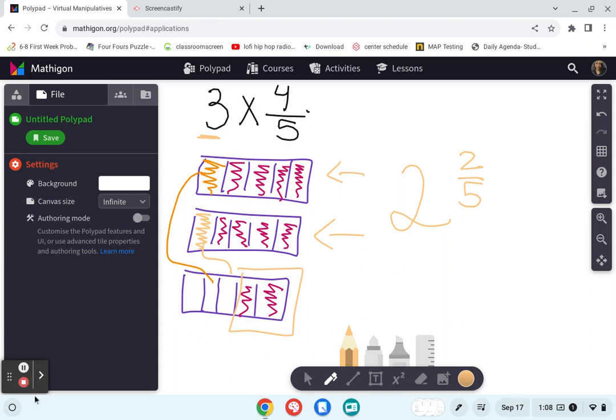Okay, so one way to multiply a whole number by a fraction is to draw it out, remembering that your whole number is telling you how many groups of your fraction you have. And then if you want to, you can fill in the empty spaces until you have filled it up, and that will be your answer. So I have 2 and 2/5.